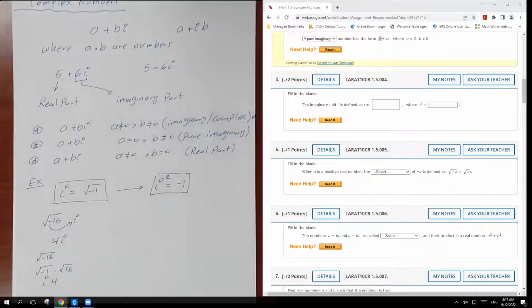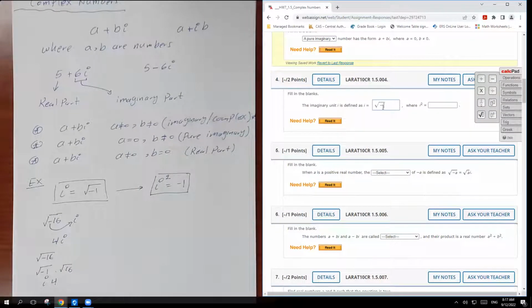So that's what I'm going to plug in here. The imaginary unit i is the square root of -1, and i squared is going to be -1. Not the square root, just -1. That's question 4.